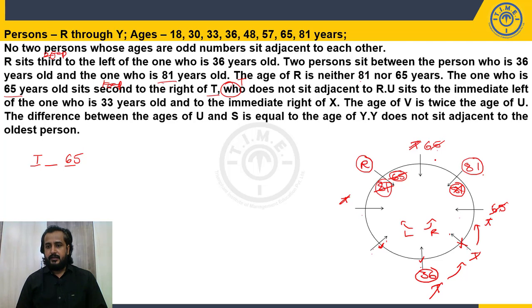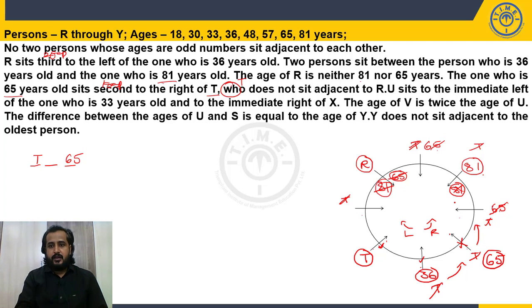If I take the T here, second right will be 65. So R's age will be 65, but it is given already that R's age is not 65 years. So even it cannot be T. And it is already known that it is not the T. So we have only one possibility. So this is T and this is 65 years. But we have to check each and every position. Without checking each and every position, we cannot solve this.